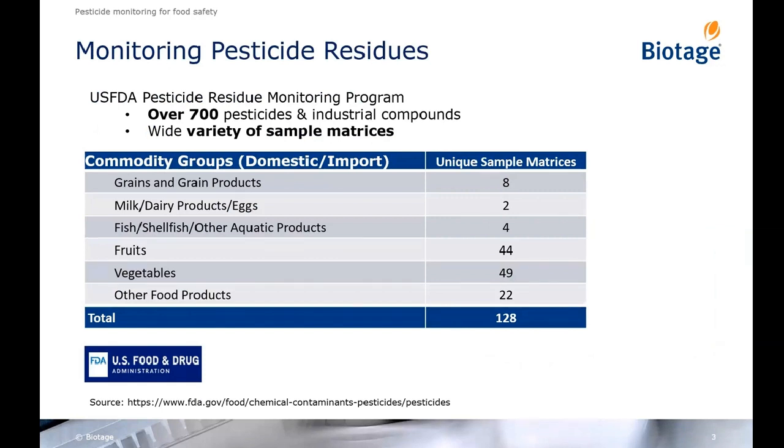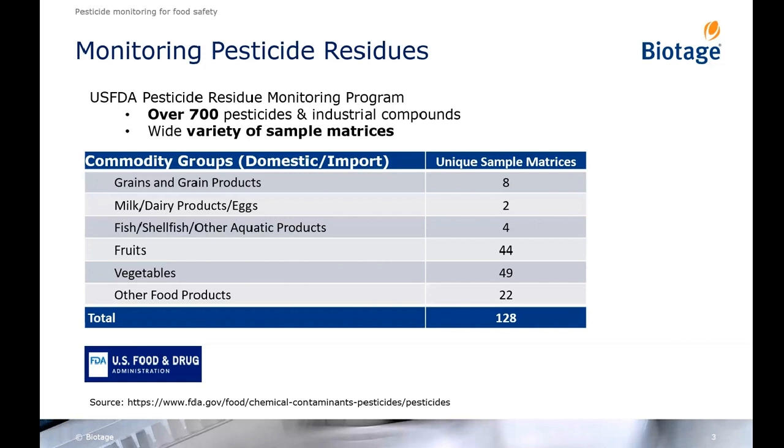So pesticide monitoring for the food safety industry is an overwhelming task. If you look at the US FDA website, there's over 700 pesticides and industrial compounds that the US FDA monitors on an annual basis. And within that, there's a wide variety of sample matrices.